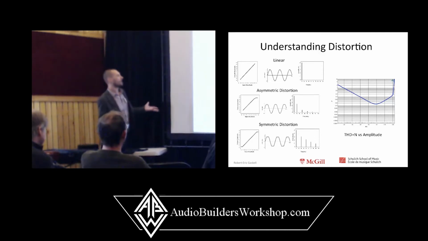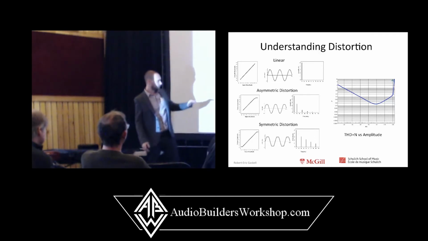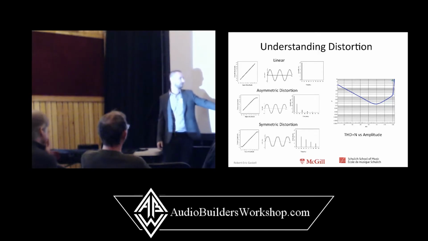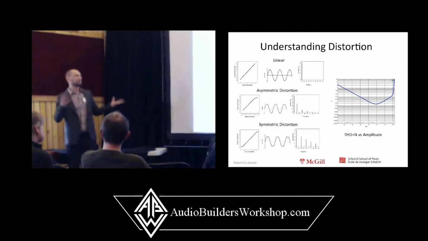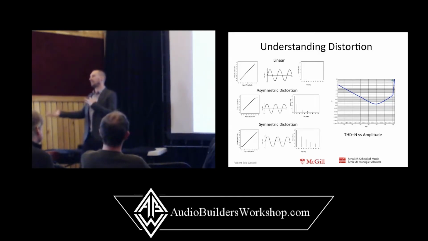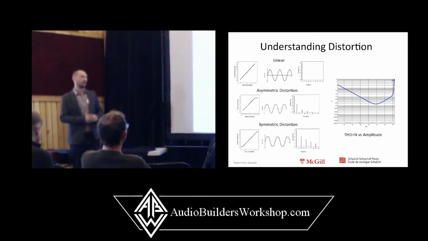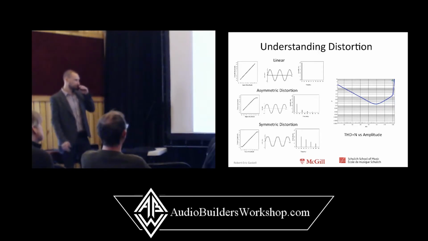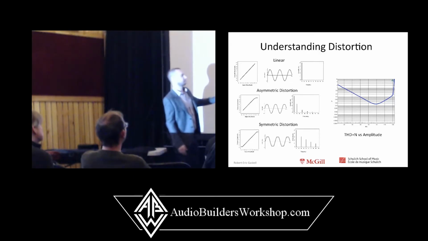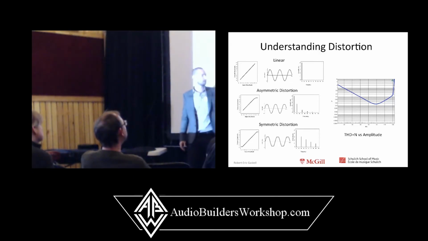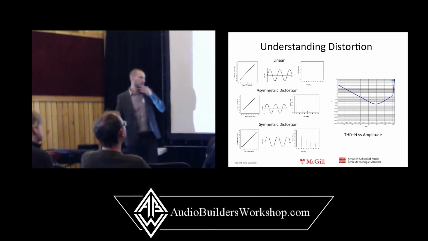But if we have symmetric distortion, meaning that the top and the bottom of the waveform are equally distorted, we get odd harmonic distortion. So for our 1 kilohertz sine wave, we get 3K, 5K, 7K, and 9K out. Real distortions tend to create both even and odd order harmonics in some combination.